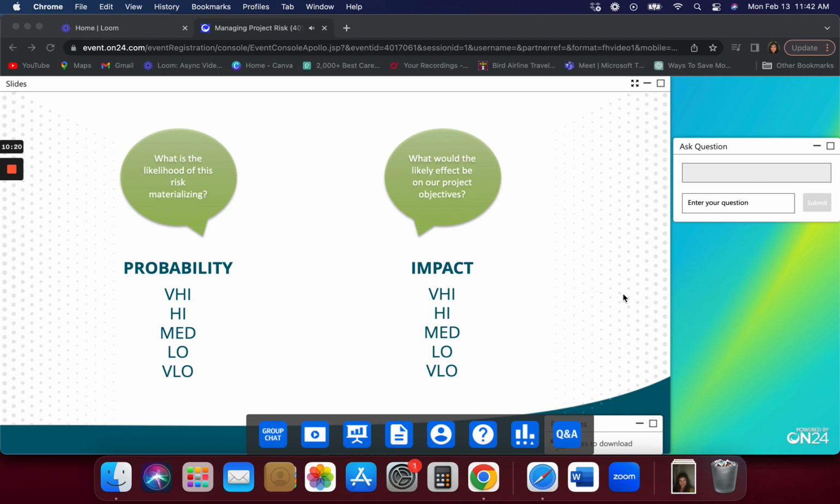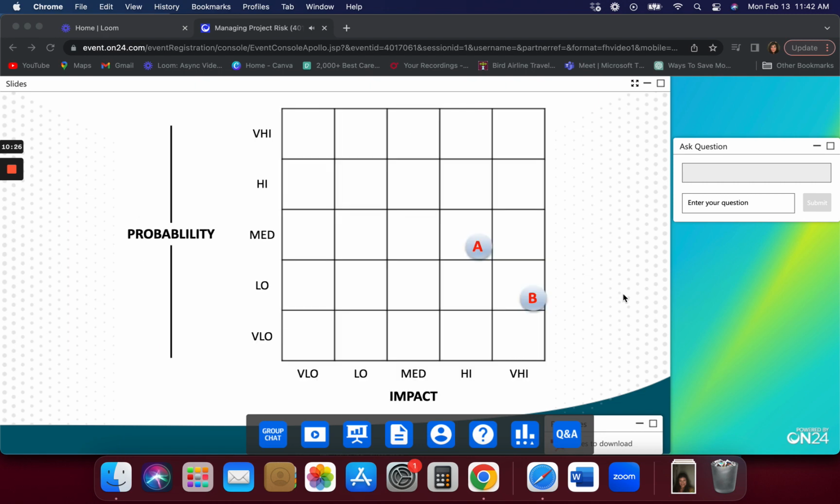And so because there are two elements to this, it makes a lot of sense to depict them in a matrix. On the vertical axis, you see that we've got probability. On the horizontal axis, we've got impact. And then we can plot our risks in terms of medium probability, high impact in the case of risk A. Risk B has a low probability, but a very high impact. And so we can go with all our risks and plot them onto this matrix. Our shorthand for this matrix is the PI matrix. So if I talk about the PI matrix, it's the probability impact matrix.